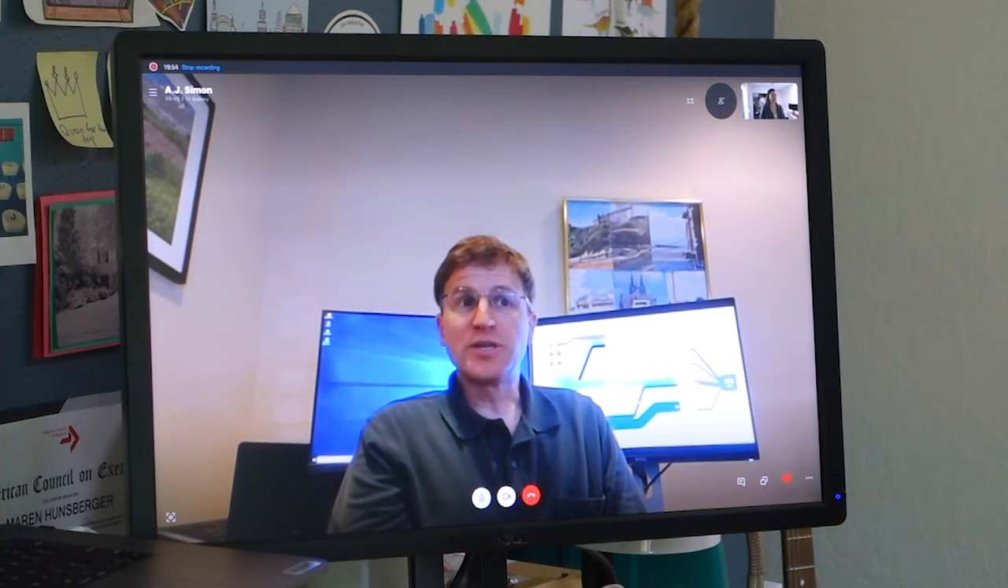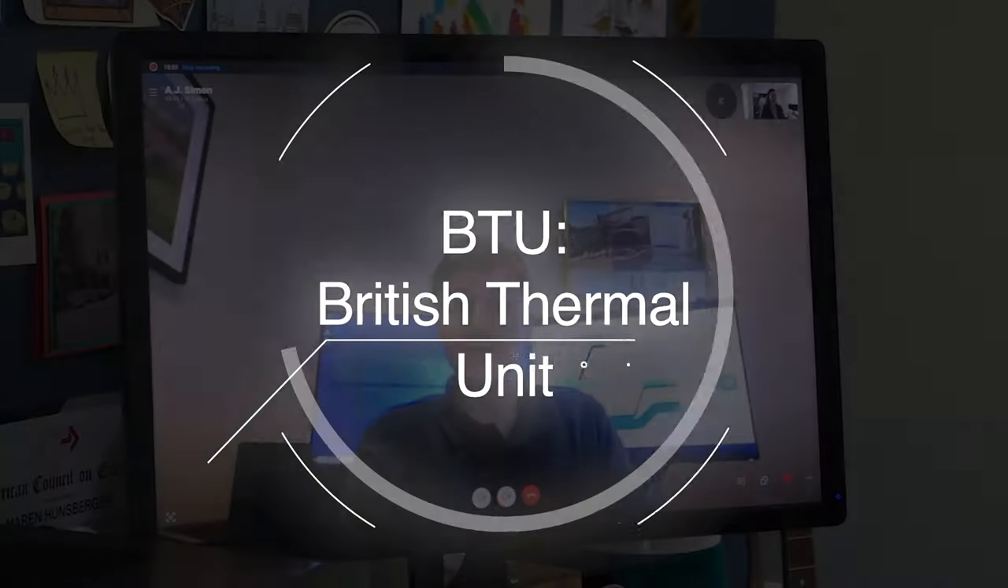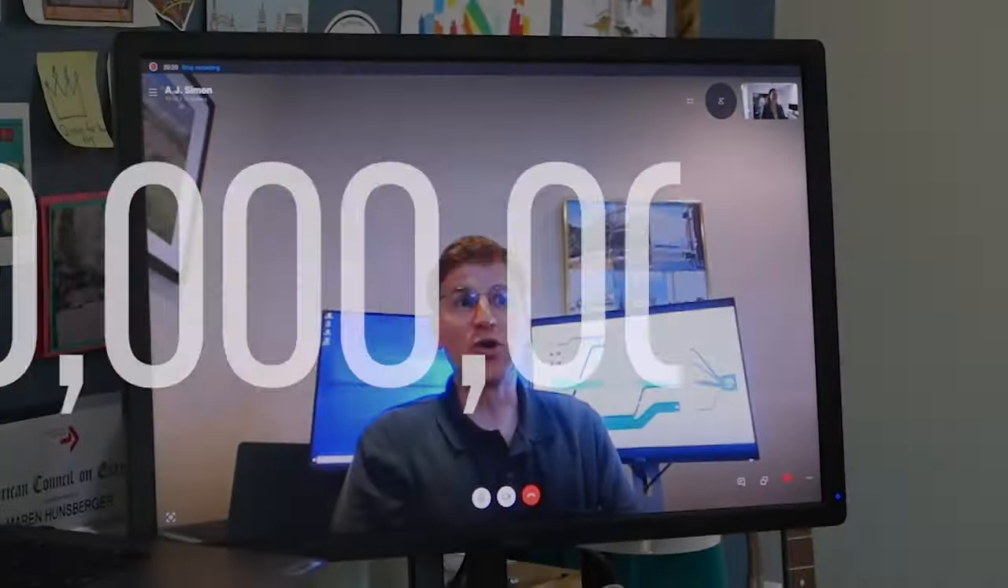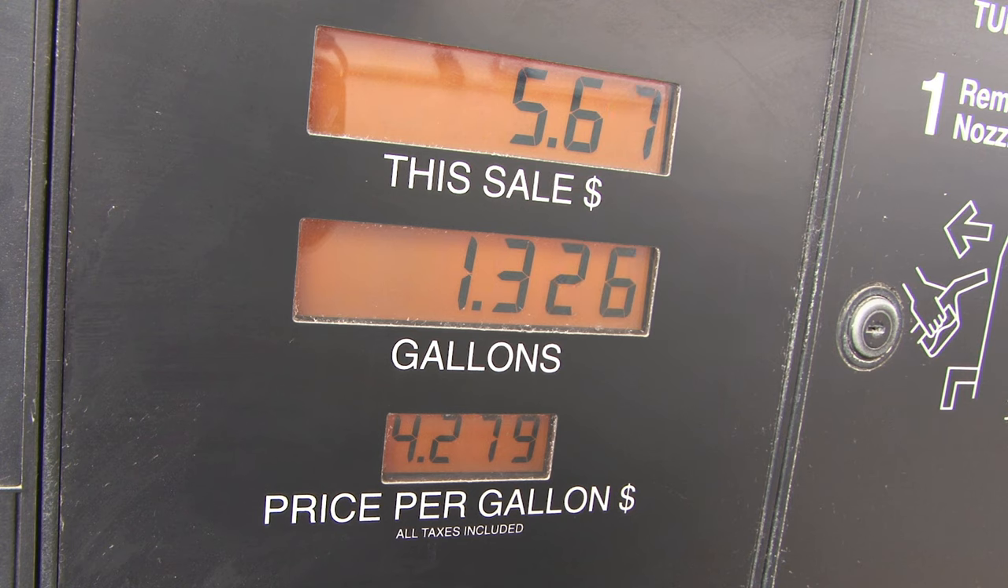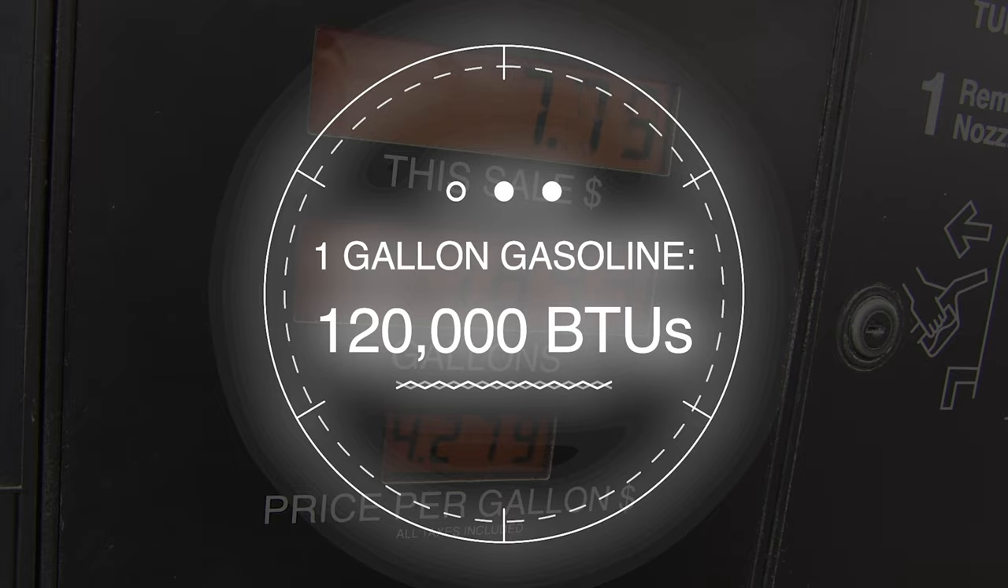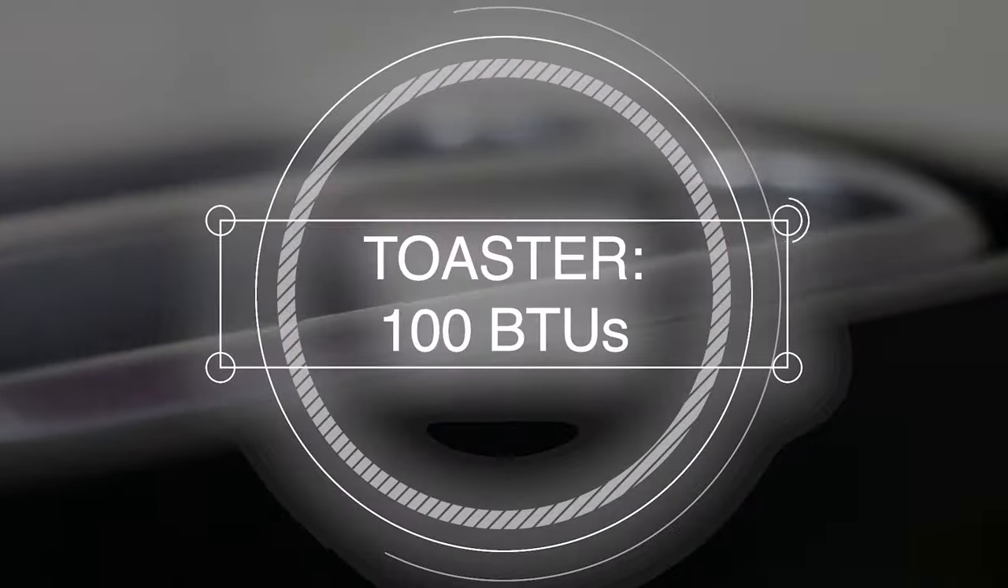Hold up. What's a quad? So the United States uses about 100 quadrillion BTUs of energy in a year. A quadrillion is a big number. So think about it this way, maybe. A gallon of gasoline has about 120,000 BTUs. Alternatively, your toaster uses about 100 BTUs in the 2 minutes it takes to cook your bagel.